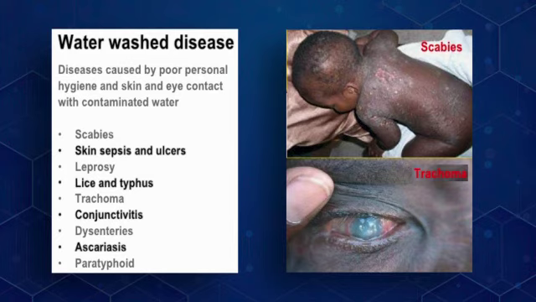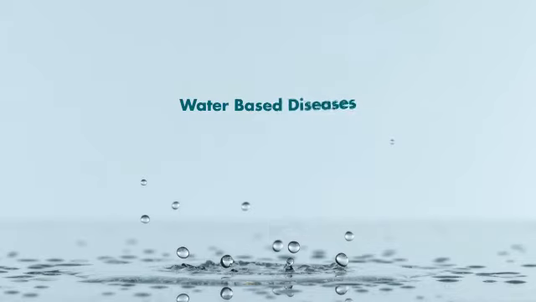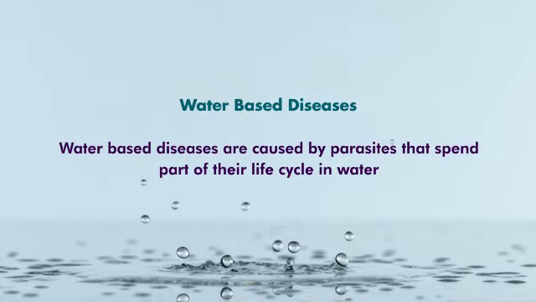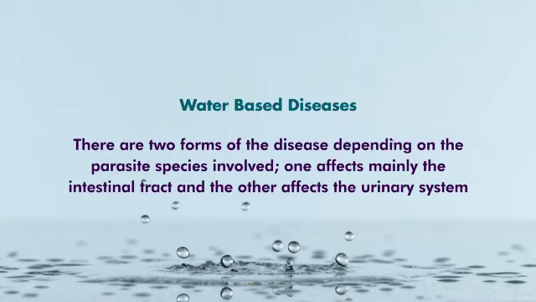So a number of diseases come from these water-wash diseases: scabies, skin sepsis and ulcer, leprosy, lice and typhus, trachoma, conjunctivitis, dysentery, ascariasis, and paratyphoid. And here are the water-based diseases. Water-based diseases are caused by parasites that spend part of their life cycle in water. There are two forms of the disease depending on the parasite species involved. One affects mainly the intestinal tract and the other affects the urinary tract system.